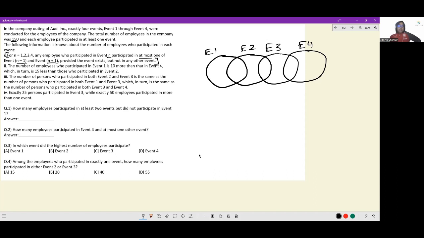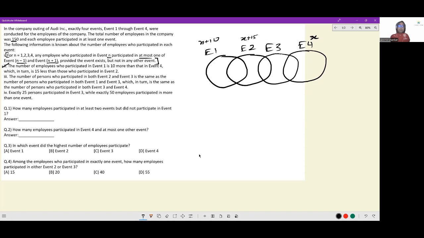The number of employees who participated in event 1 is 10 more than in event 4, which in turn is 15 less than those who participated in event 2. So if the number of participants in event 4 is X, the number of participants in event 2 is X plus 15, and the number of participants in event 1 is X plus 10. This is also taken care of.